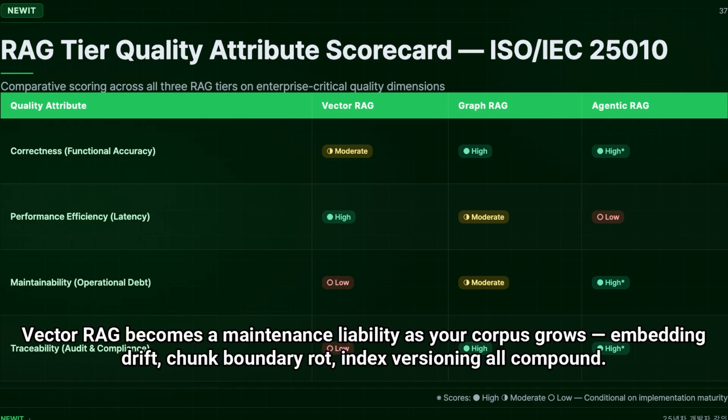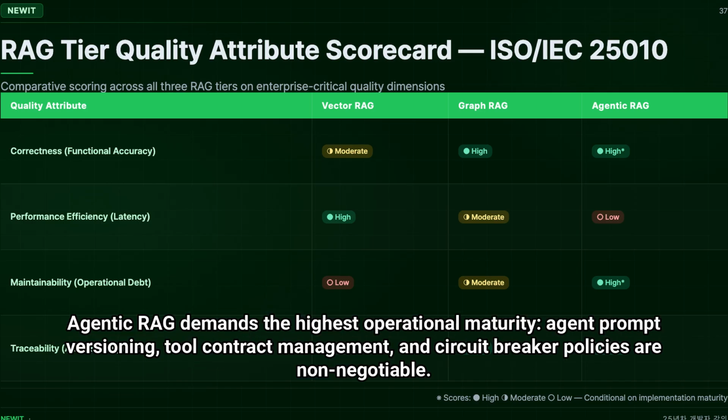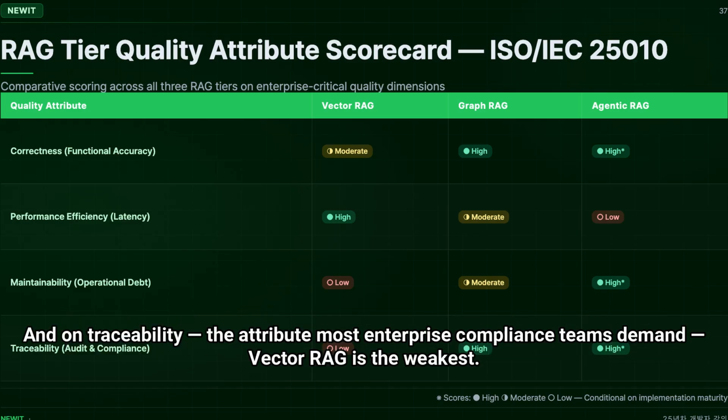On maintainability, the story reverses. Vector RAG becomes a maintenance liability as your corpus grows, embedding drift, chunk boundary rot, index versioning all compound. Graph RAG's ontology requires governed schema evolution, but rewards that discipline with traceable reasoning paths. Agentic RAG demands the highest operational maturity. Agent prompt versioning, tool contract management, and circuit breaker policies are non-negotiable.